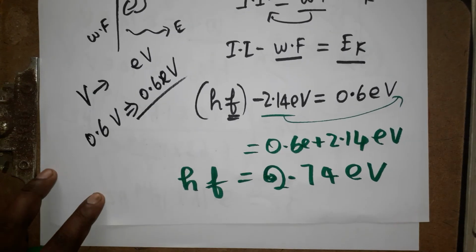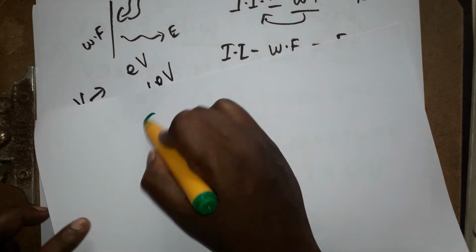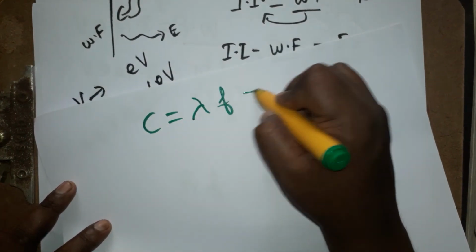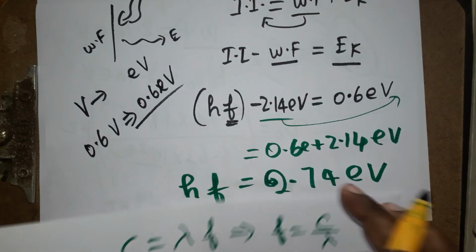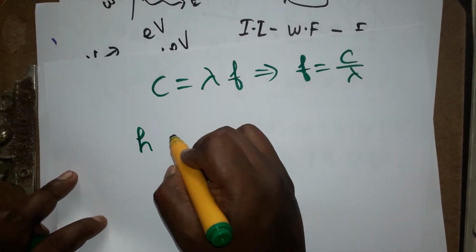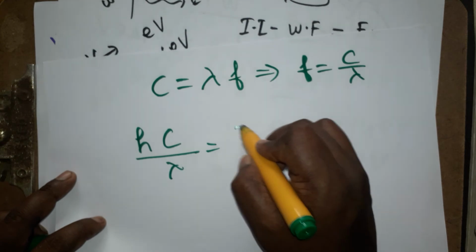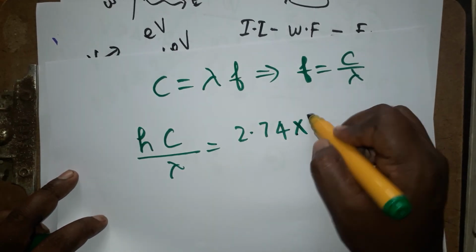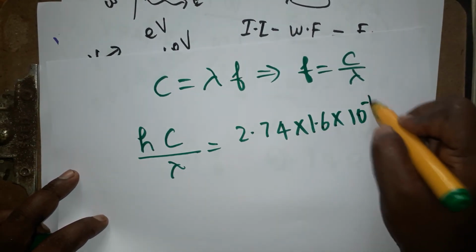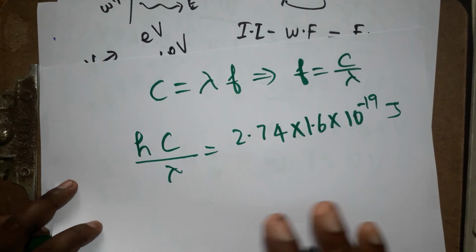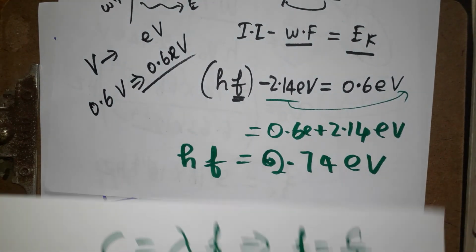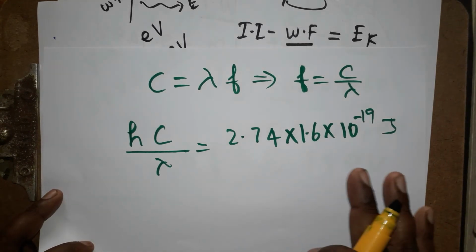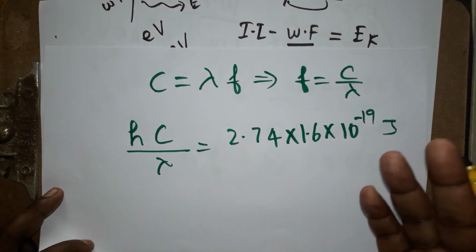Next step, I should convert frequency. c is equal to wavelength into frequency. So if you want frequency, it is c divided by wavelength. So h times c divided by wavelength is equal to 2.74 eV. So 1 eV is 1.6 into 10 power minus 19 joules. Other than energy, for everything else you should convert eV to joules. We are finding wavelength, so it is not energy. You have to convert from eV to joules.